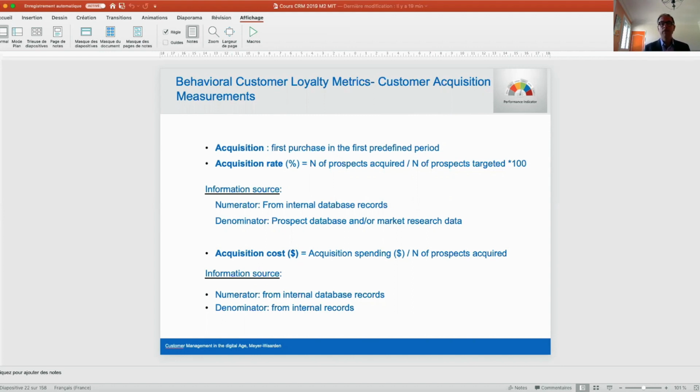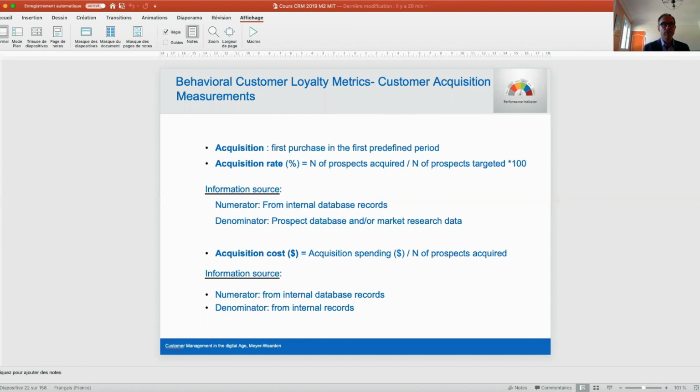In the real world, in the brick and mortar retail context, generally retailers consider as the first purchase the day when the customer takes a loyalty card, because without the loyalty card, the customer's purchases cannot be recorded. And therefore, firms then consider the day of loyalty program enrollment as the first purchase.